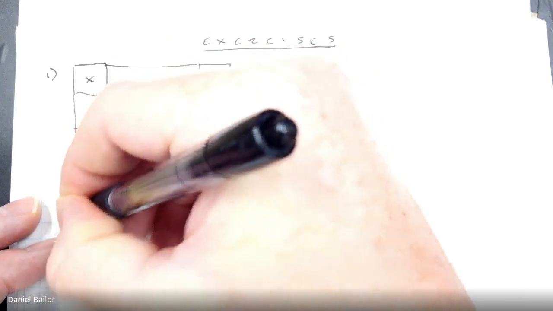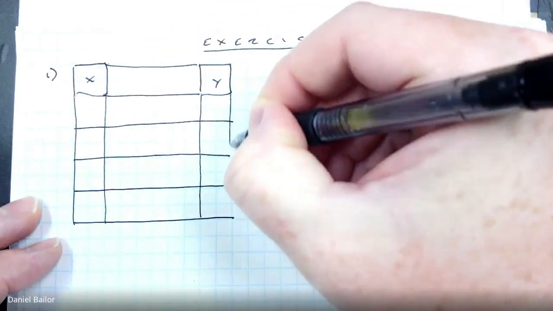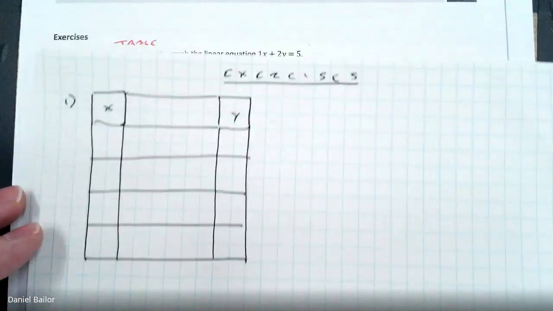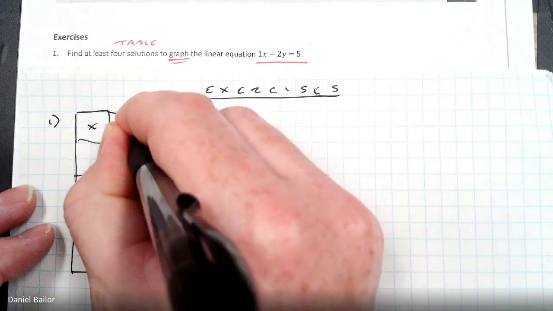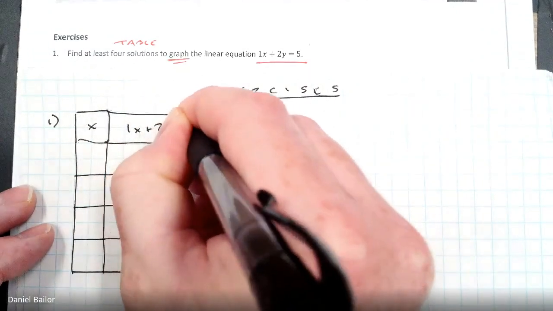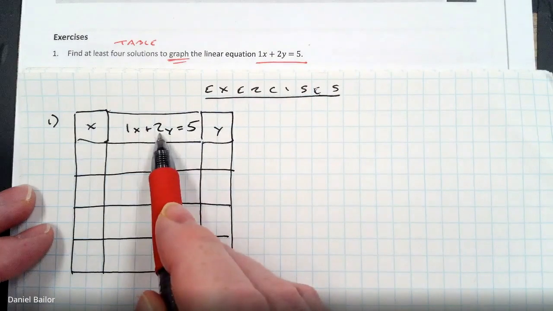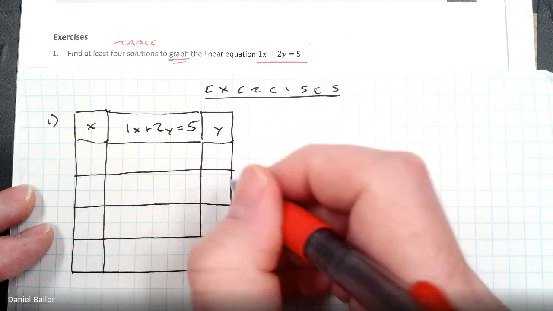So 4 values to graph. So 4 x's to make 4 y's. That's my table. Let's see, the equation it wants is 1x plus 2y equals 5. 1x plus 2y equals 5. Looks good to me. Now, because y has the more complicated coefficient, 2 is more complicated than 1, I'm going to start with my values for y.